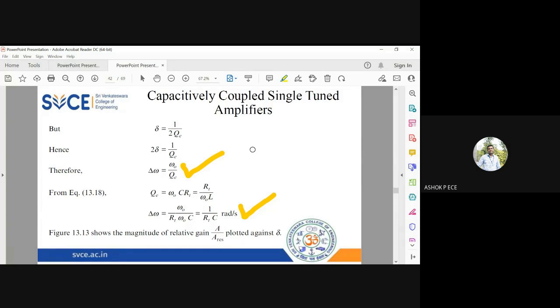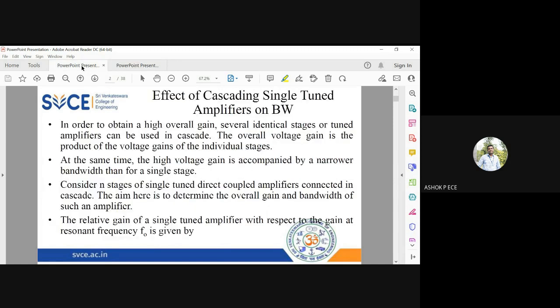So the general requirement for a single tuned amplifier is that the Q factor should be as high as possible, which will automatically make the bandwidth as small as possible, because omega naught is going to be constant. This omega naught is not going to change for a particular tuned circuit. So today we will see what happens if I cascade multiple single tuned amplifiers. Assume that the gain from a single tuned amplifier is not sufficient for an application purpose, and I need to boost that. So for that, I'll be connecting multiple single tuned amplifiers in cascade.